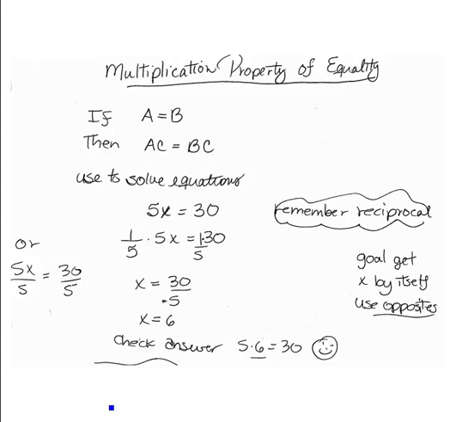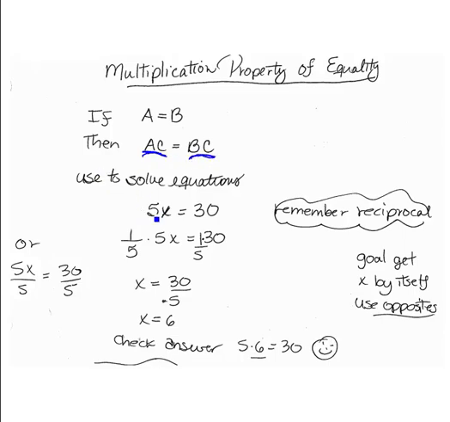Multiplication property of equality, and what that says is if A equals B, then A times C equals B times C. So what happens is that if I multiply the same thing to both sides of the equation, it keeps the equation balanced. If I do it to one side, I have to do it to the other side. And we can use this to solve equations.